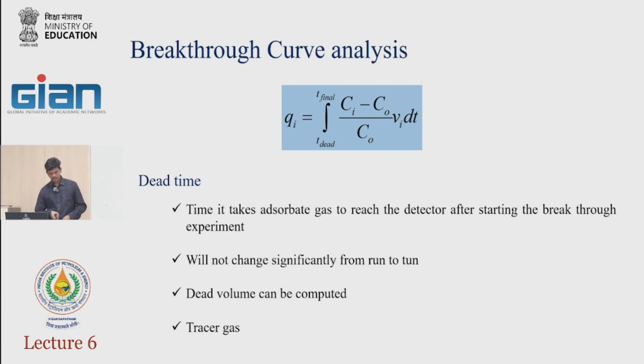So how we do this is that we calculate the amount adsorbed with respect to time. Ci is the concentration at any time t, C naught is the initial concentration, Vi is the flow rate, and dt is the time. In general we don't use the dead time and the final time; we go from 0 to t.